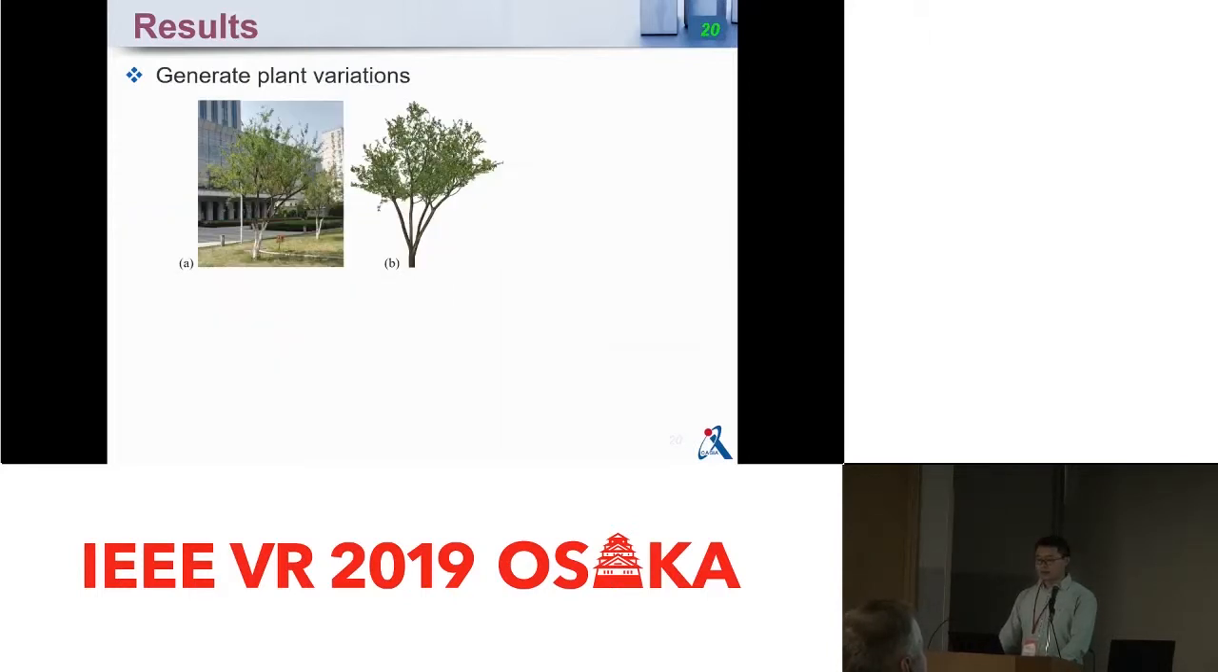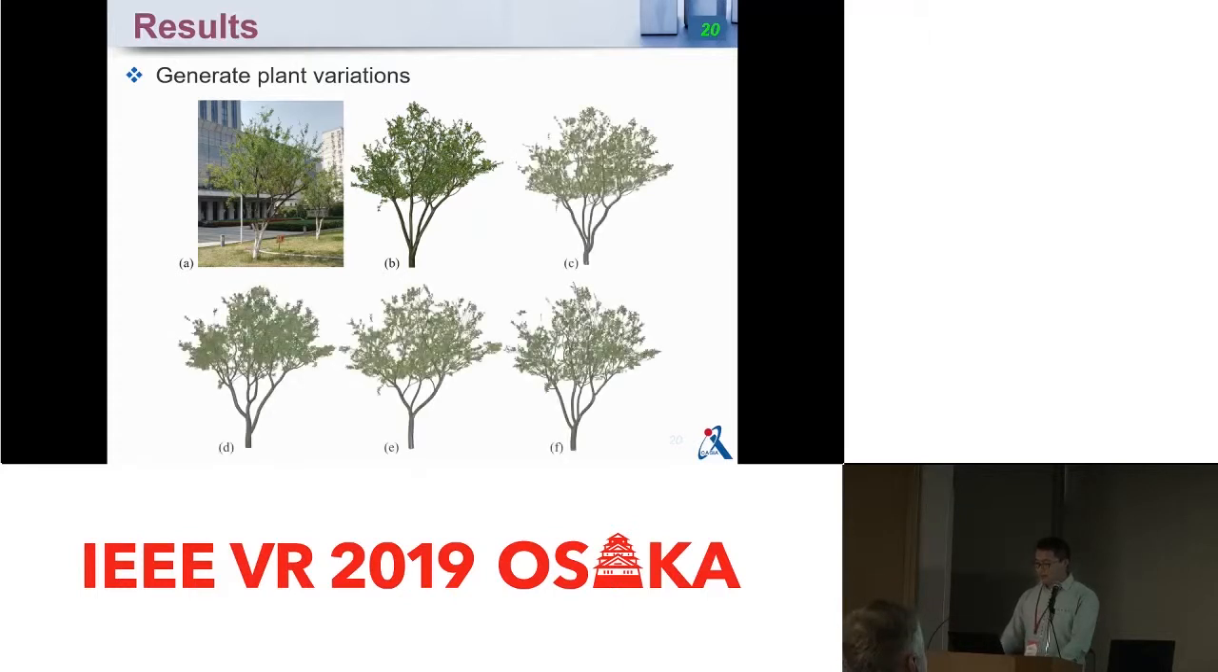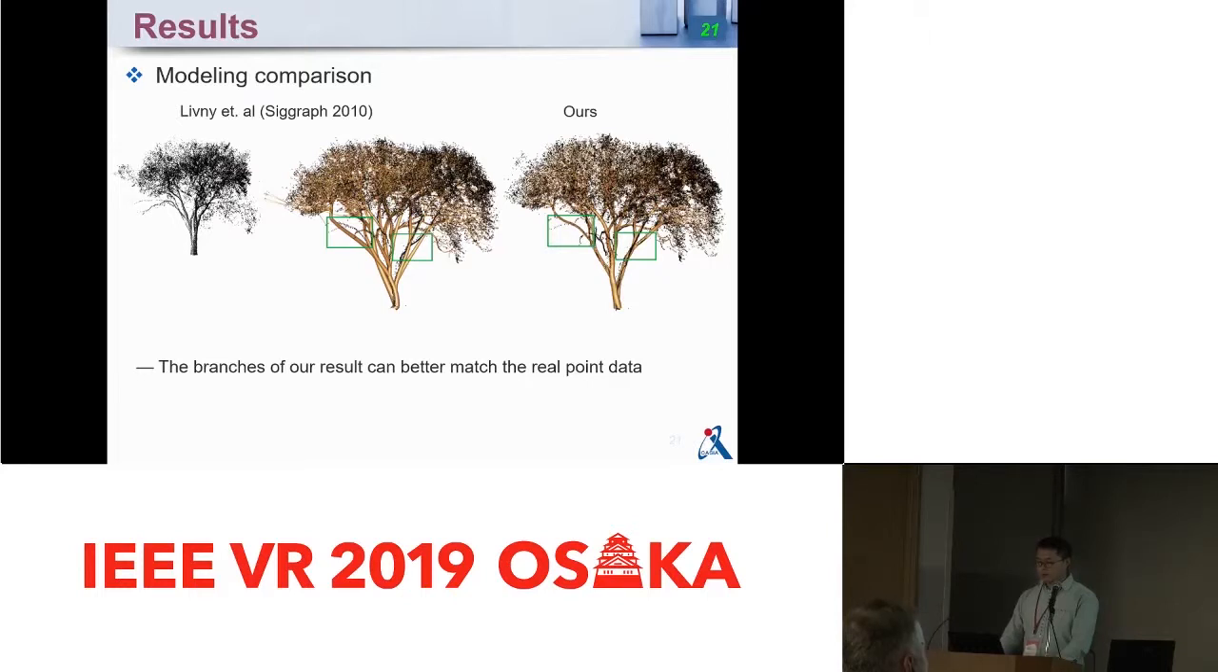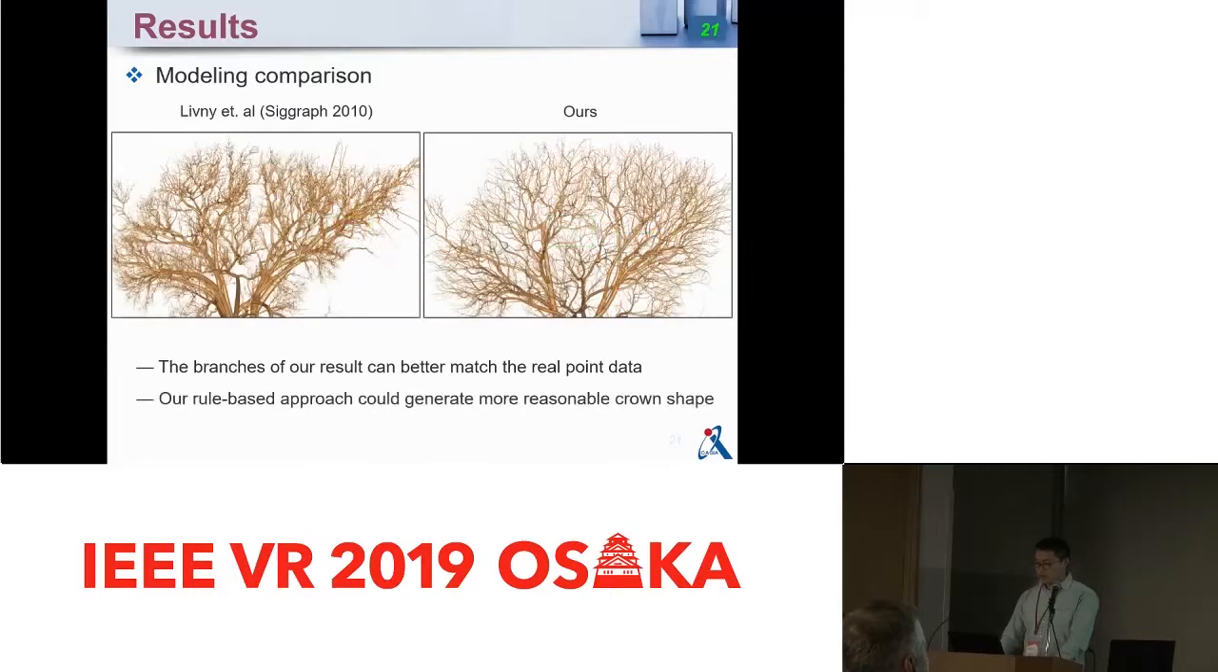Another advantage is that we can generate plant variations very easily. Here, figure B is the initial result. Then we can generate many variations by changing the parameters. Here is a comparison with previous work. The green boxes show that the branches of our results can better match the real point cloud. And here we show the local crown shape. We see that our method can generate the crown shape in a more natural way.